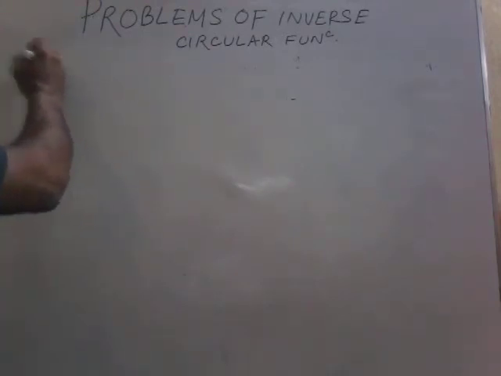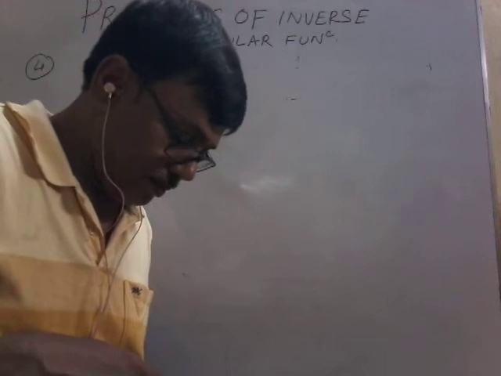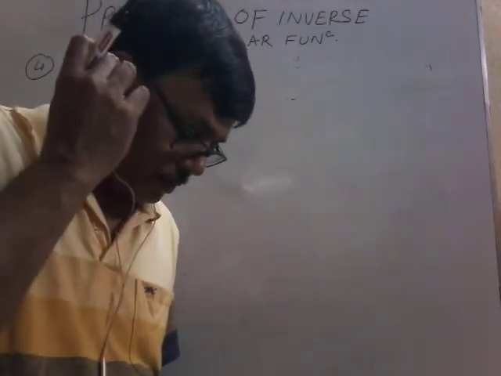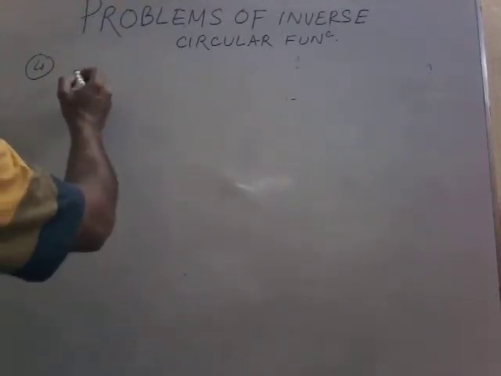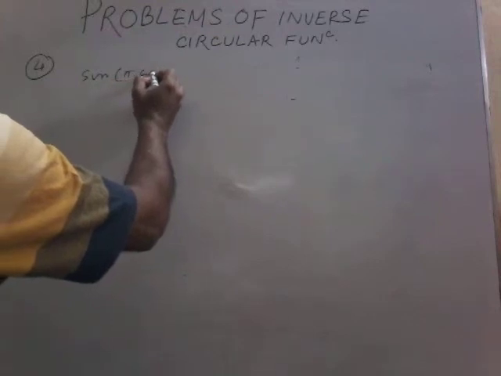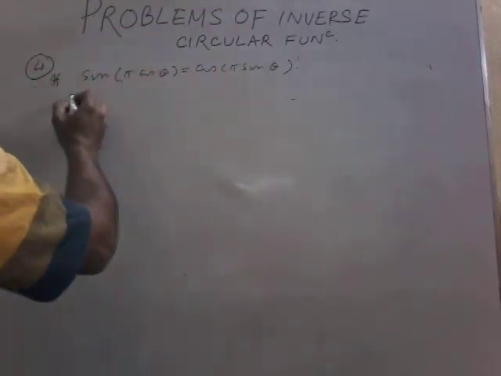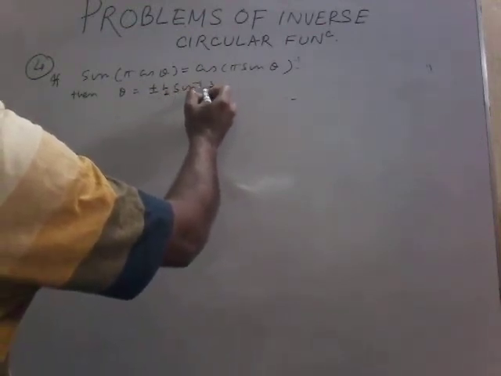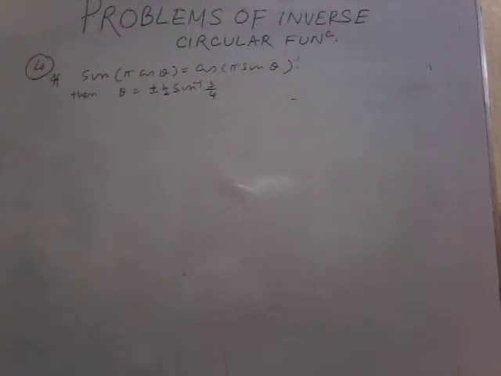Problem number 4. So write the problem. Sin(pi cos theta) equals cos(pi sin theta), then theta equals plus minus half sine inverse 3/4. Half sine inverse 3/4.